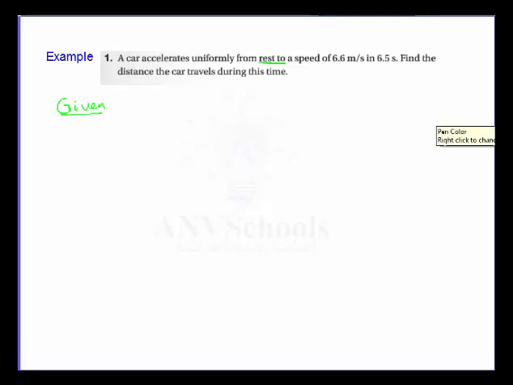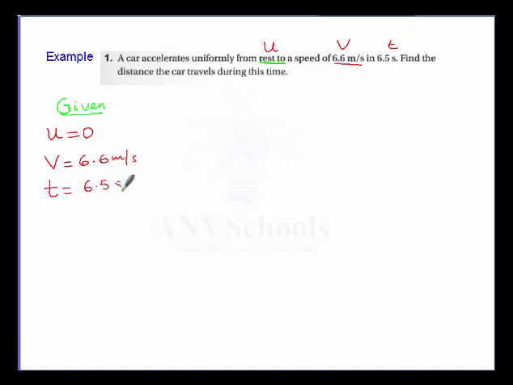The car was initially at rest, so initial speed u is 0. It is accelerating from rest to a final speed v of 6.6 meters per second in time t of 6.5 seconds. We want to find the distance the car travels during this time. We want to find s.